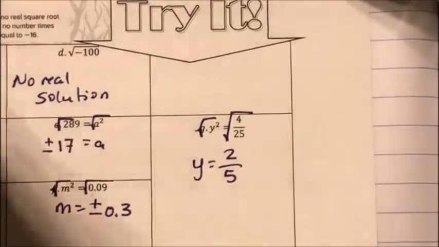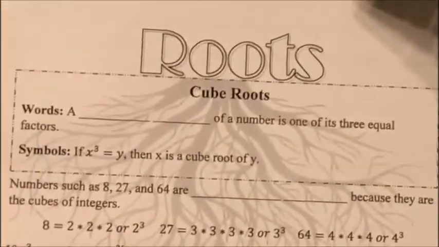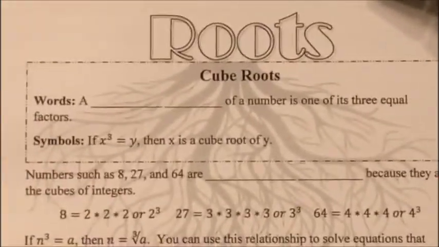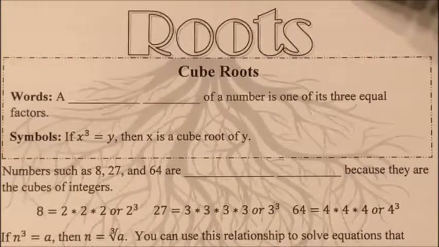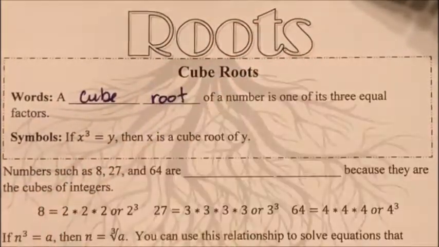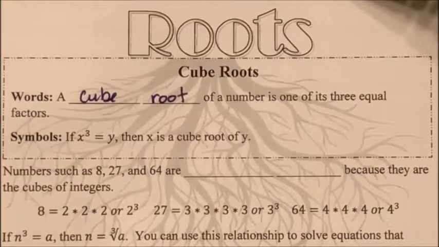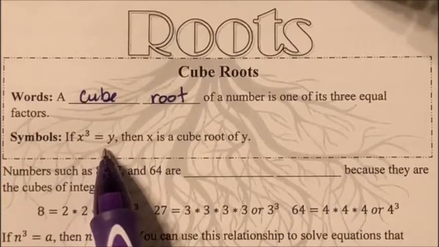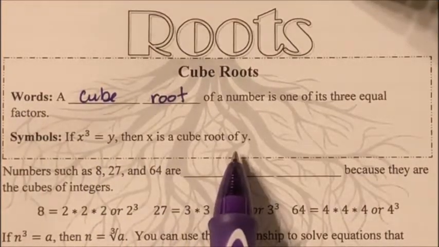All right, so the second part of this is talking about cube roots. So I can come over here, talk about cube roots. All right, so in words, a cube root of a number is one of its 3 equal factors. So we talked about square roots are 2 equal factors, cube roots are 3 equal factors. Okay, so some symbols. If x cubed equals y, then x is a cube root of y.